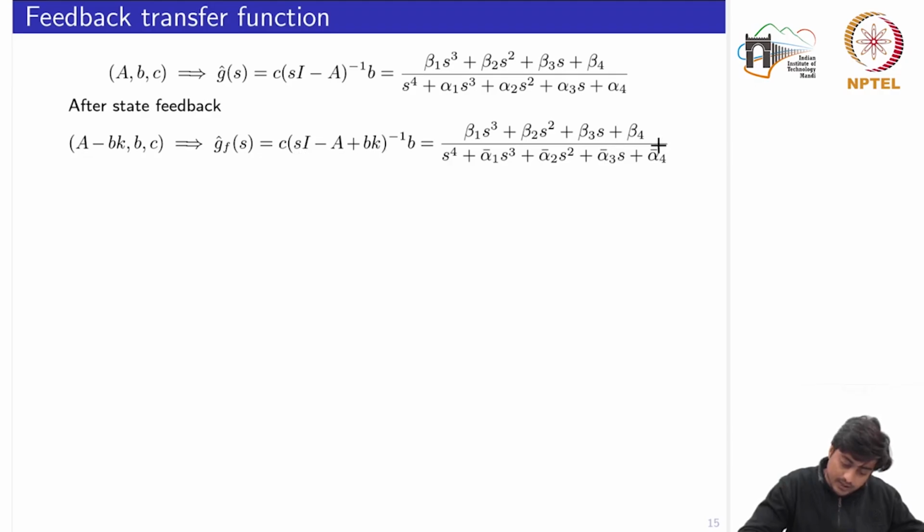And finally we would have this transfer function where beta i's would remain as they are, and the denominator polynomial is replaced by another polynomial represented in terms of alpha bar i's. Okay.